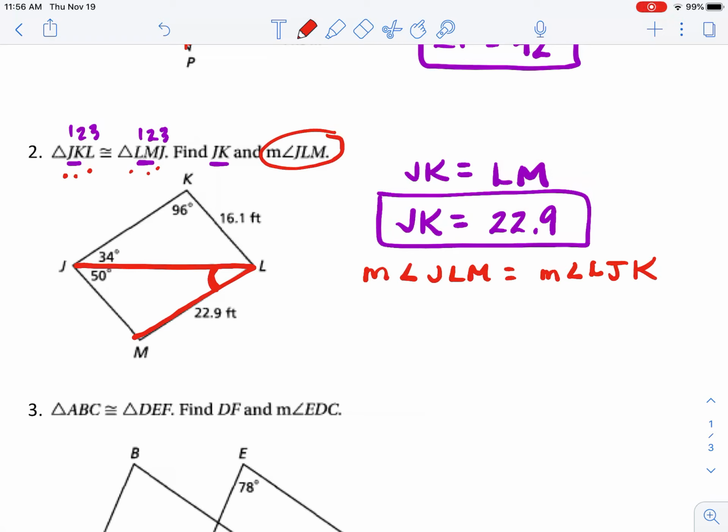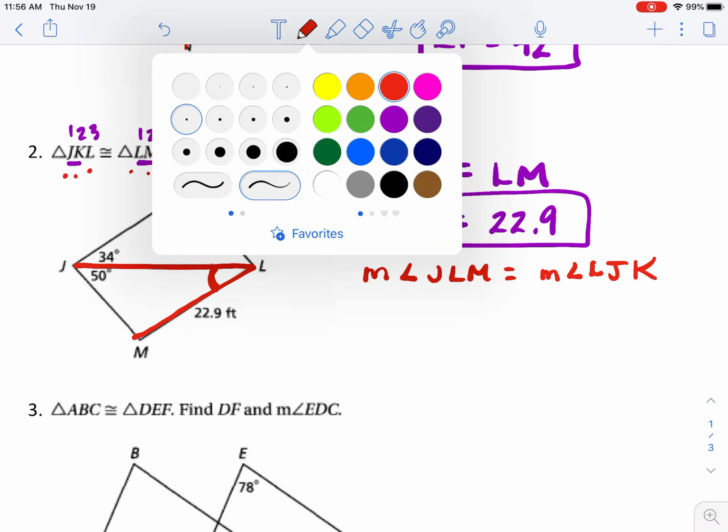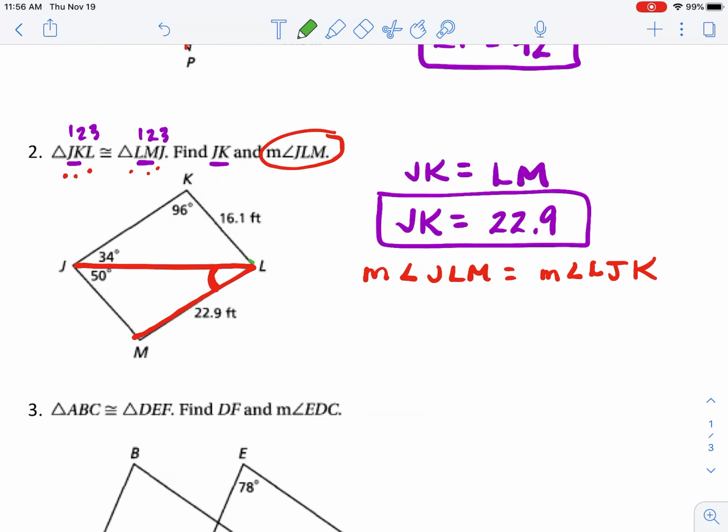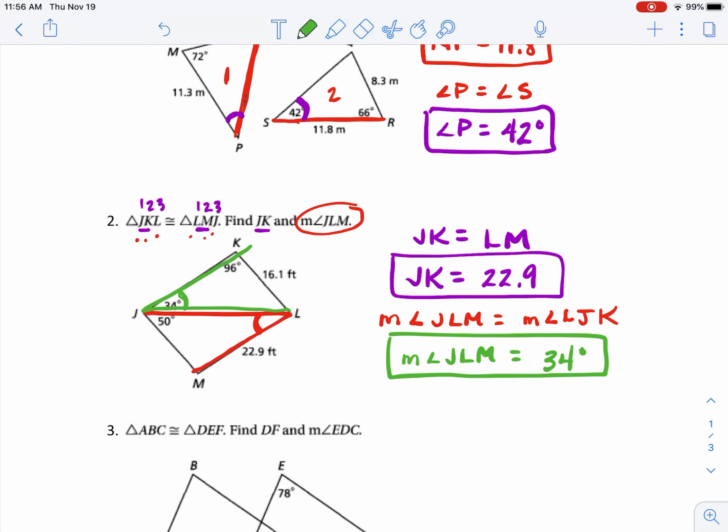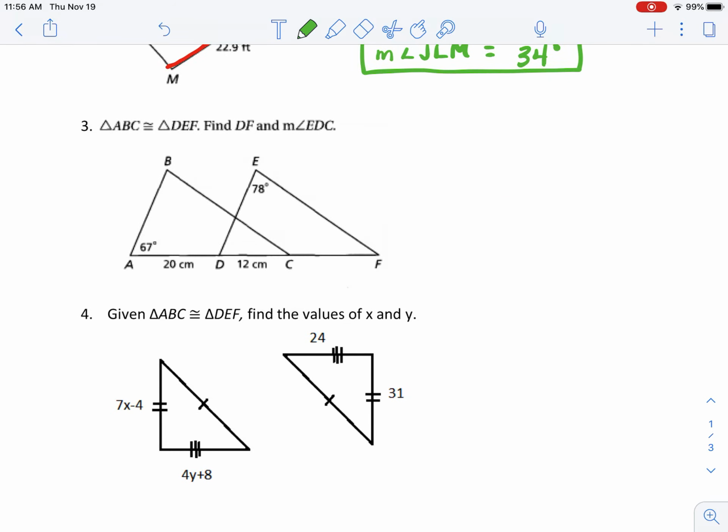All right, always use the order of the letters to help you figure out what the angle they're asking you about is congruent to, okay? All right, so if we highlight LJK, let me pick a different color, a green now. So L to J to K, that's that angle right there, that is 34. So that means the measure of angle JLM is equal to 34. So again, use the order of your letters to figure out how to match up the sides and angles to each other. All right, I am going to do one more because I know this one is also a little bit tricky.